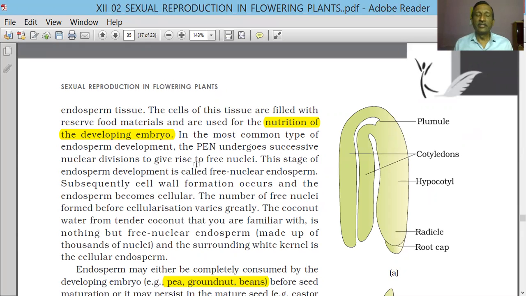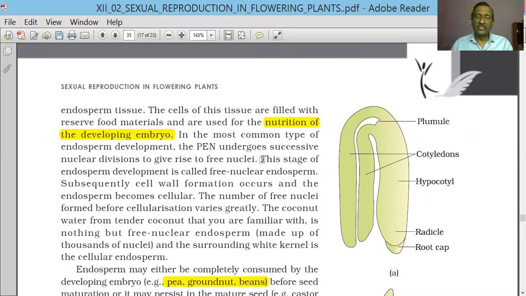This type of division is called free nuclear division, and it is found in coconut. The most common example is coconut. The tender coconut water which you drink is nothing but the free nuclei.